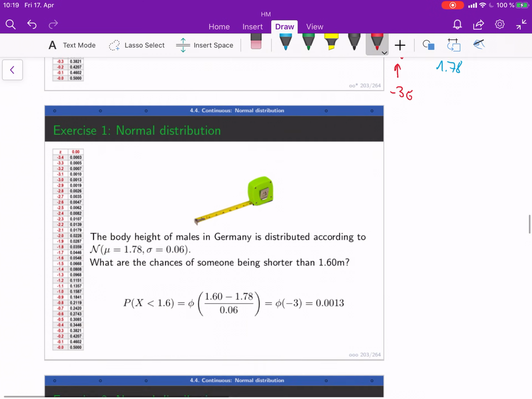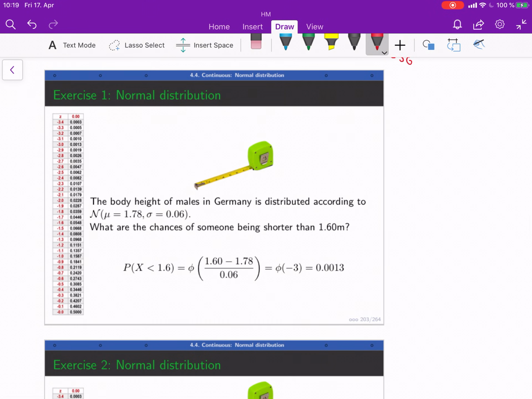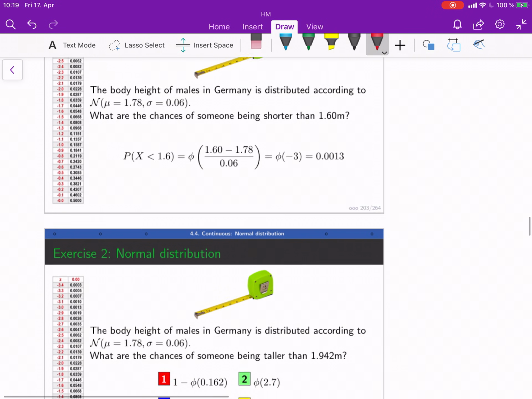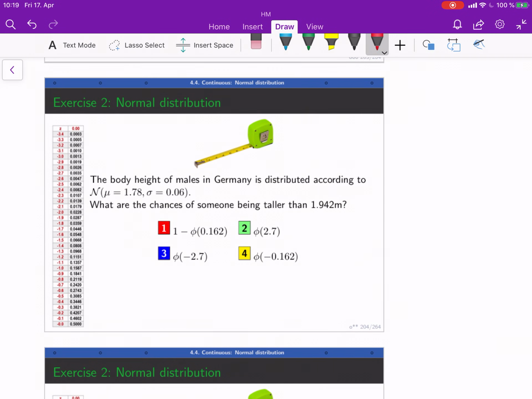If we put that into the table, we can find it here at the top. It's roughly 0.1%. So 3 sigma is very unlikely. Cool. Let's do another one. What are the chances of being taller than 1 meter 94.2?